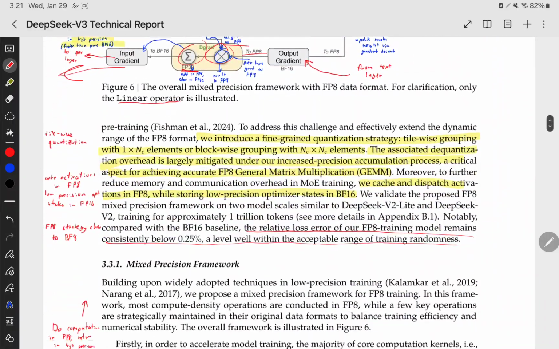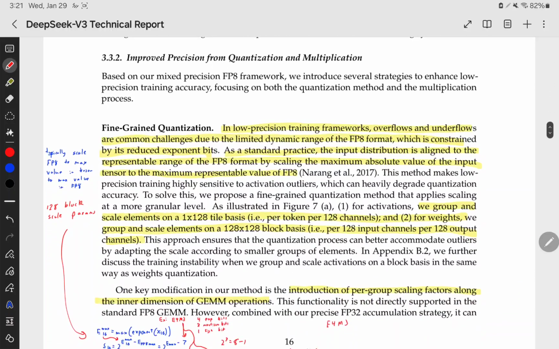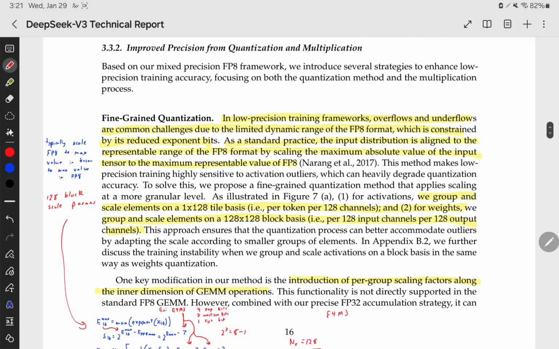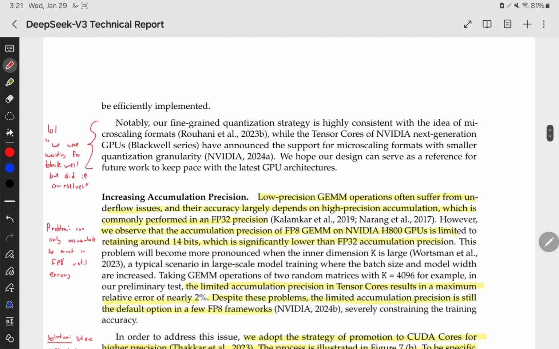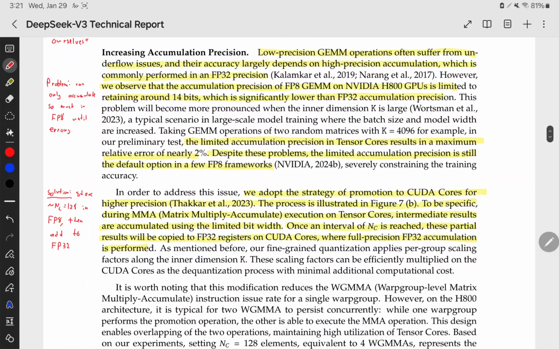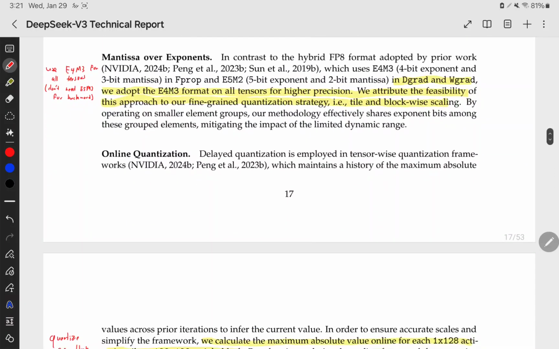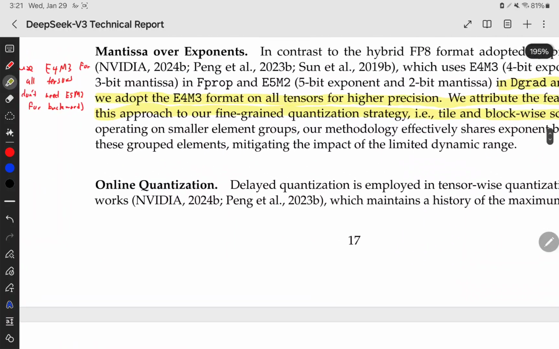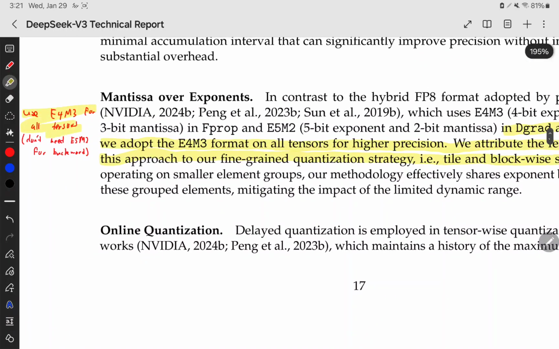So that was a lot. And those are the main things that they do, optimizing the compute that they have. They first optimize the architecture, then they optimize the compute that they had. And these are the main ways that they do that. They have some more notes here. For example, they use E4M3 for all tensors. They don't need E5M2 for backward.